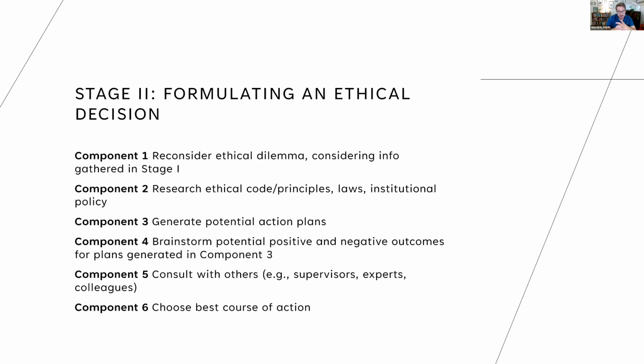Component two is then to go research the ethical code's principles, laws, institutional policy. This is the place where we need to gather the information of all the applicable codes, laws, policies. What are the ones that are going to be relevant to me? What are the ones that I need to do my best to satisfy and follow? And then we generate action plans.